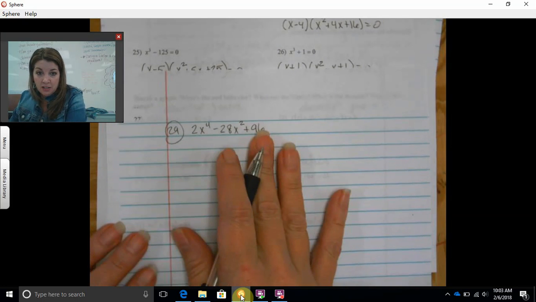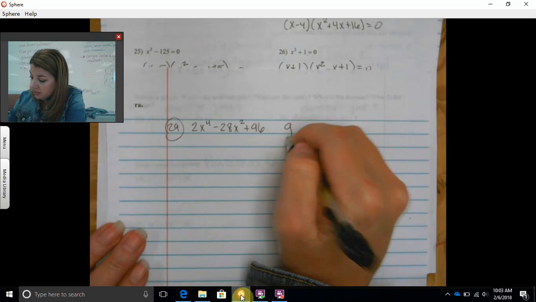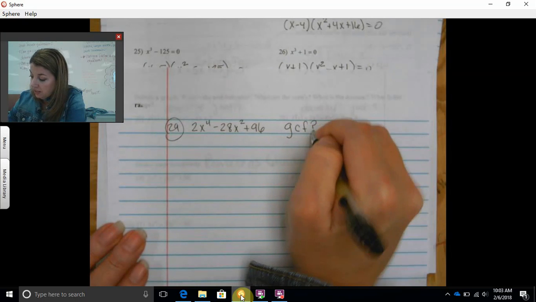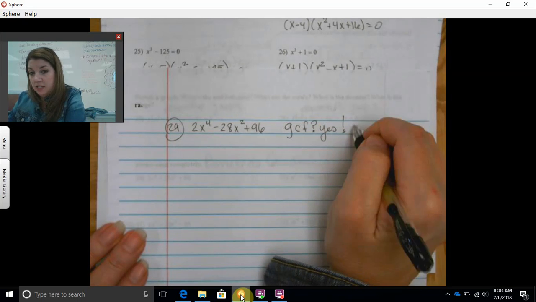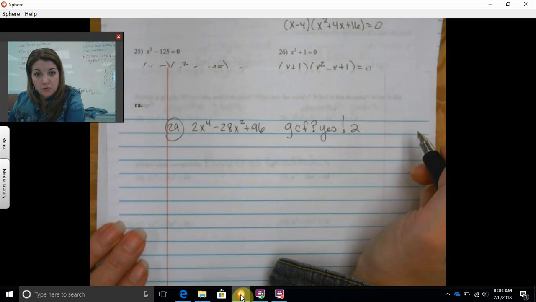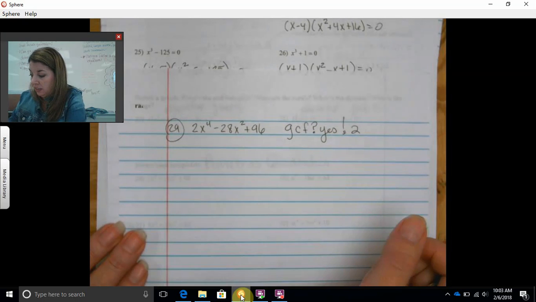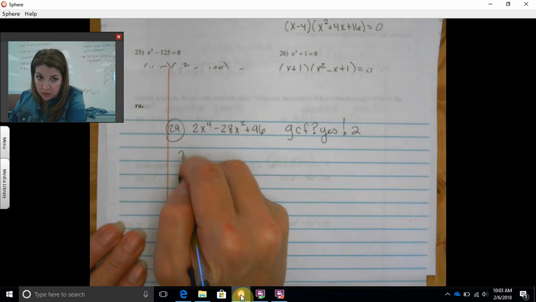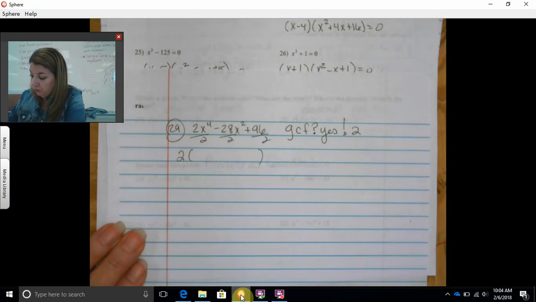But before I start, what's that first question we always ask? Is there a GCF? Yes. What is it? 2. Any x's? No x's, right? Because that 96 does not have any x's in it. So we do have a factor of 2. Don't forget about it. If you don't put it in your answer, it won't be correct. So right now we're just factoring out a 2.